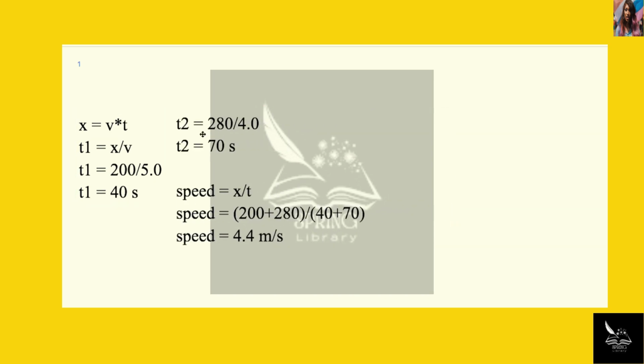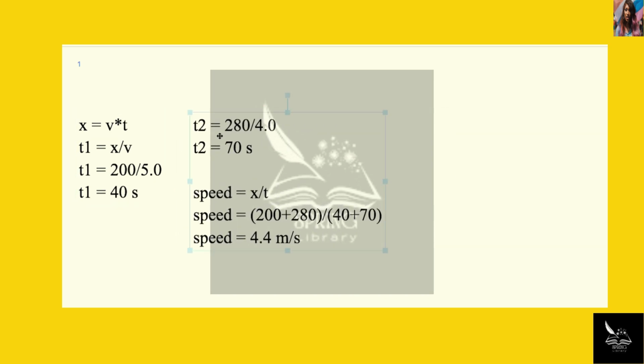Now, if we want to find the average velocity, we care about the sign, because velocity is a vector. So instead of just taking the total distance covered here, we're actually going to take the total displacement. So if you start running 200 meters to the right, and then run 280 meters back to the left, your total displacement is going to be negative 80 meters over the same amount of time.